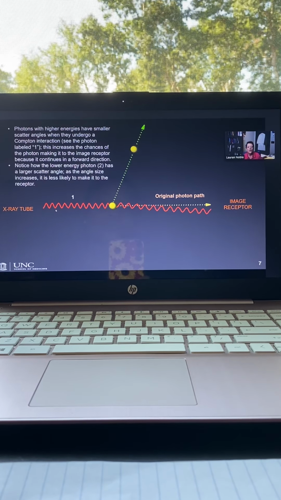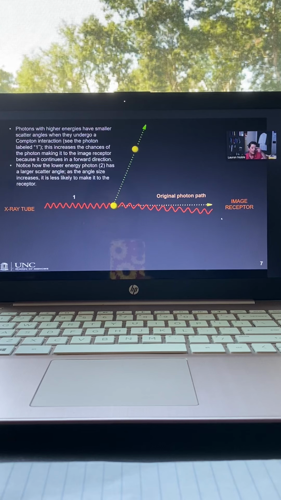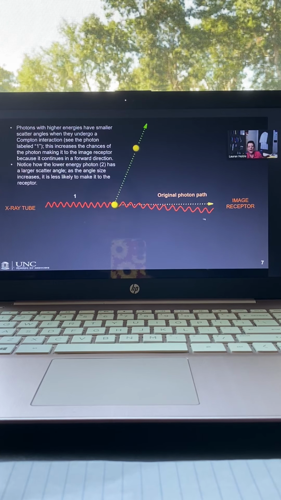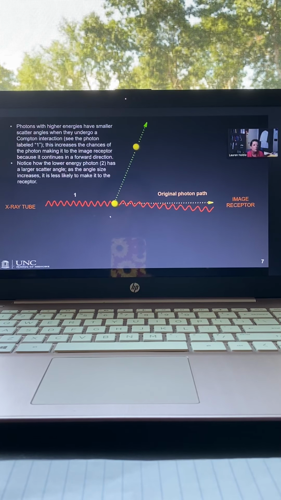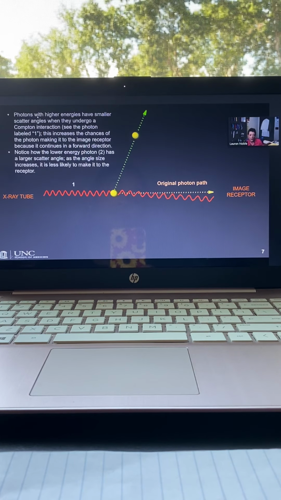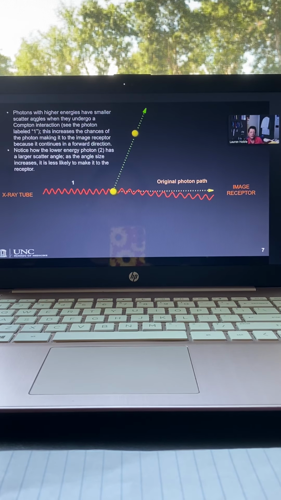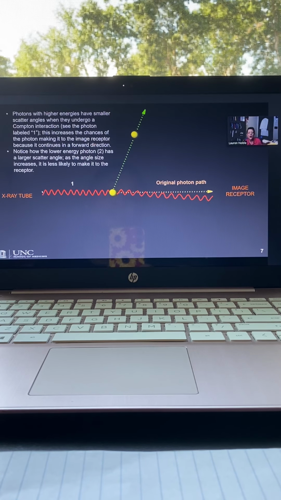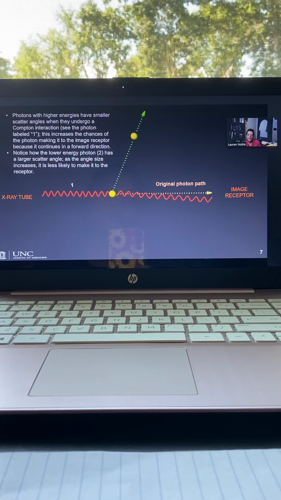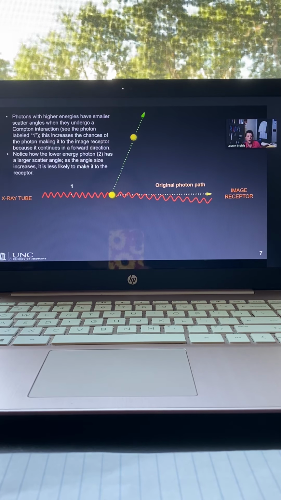Okay. All right. Now, I didn't draw the whole atom here, but you have to pretend that we've got a whole atom here in the patient's body. I'm focusing on that outer shell electron because I want to show you a couple things. X-ray photons that have higher energies to begin with have what we call smaller scatter angles. So the more energy an incident photon has coming in, the more likely it is to make it to the image receptor.